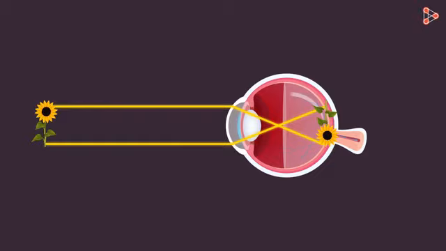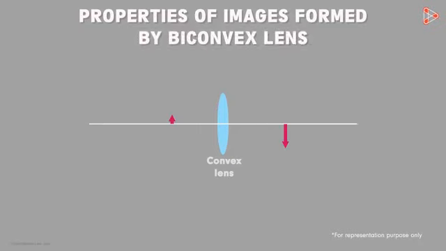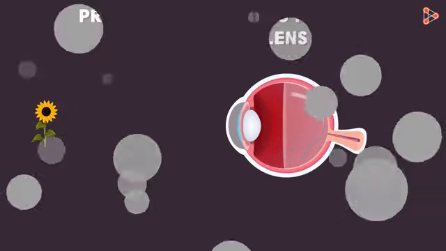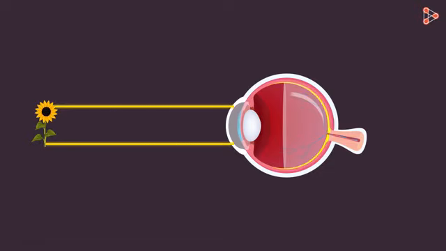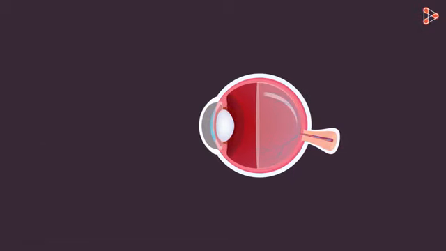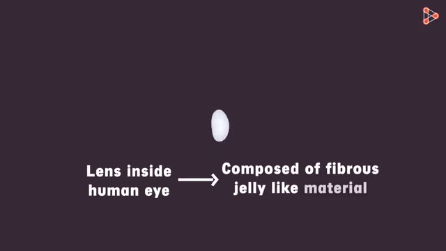But how does the lens do that? We have studied the properties of images formed by biconvex lens in the past. We know that for different positions of an object, the image is formed at different locations. But this does not happen inside the normal eye. The lens inside the eye always forms the image on the retina only, not in front or behind the retina. Why is that? This is because the size and the shape of this lens are not fixed. This is a flexible lens composed of fibrous jelly-like material. Therefore, the lens can temporarily change its shape up to a certain extent.